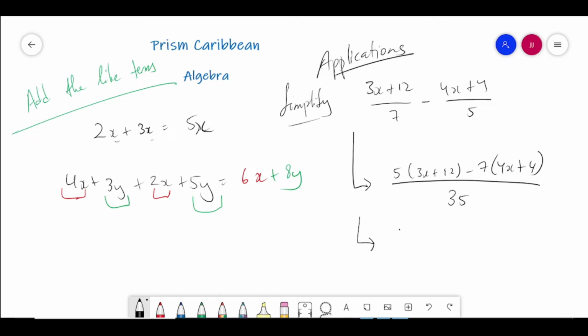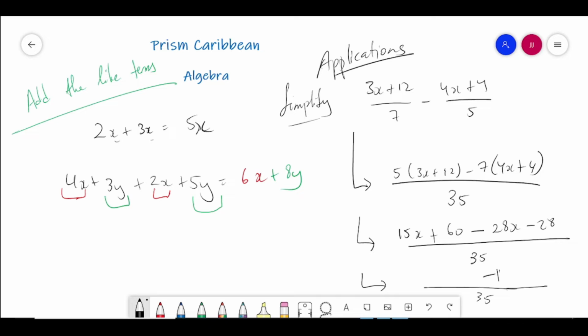So we continue by expansion. 15x, which will be 5 by 3x, plus 12 by 5 is 60, minus 28x, minus 28 of course, over the common denominator, which is 35, right? If you are not good at this point, just rewind the video and it will all settle. We take the like terms, so we know the denominator is 35, right? So we know we have 15x minus 28x, which of course will give us minus 13x, right? And then the other like terms we have, which are the constants in this case, which will be 60 minus 28, which will give us 32. And that's our answer. 32 minus 13x over 35.